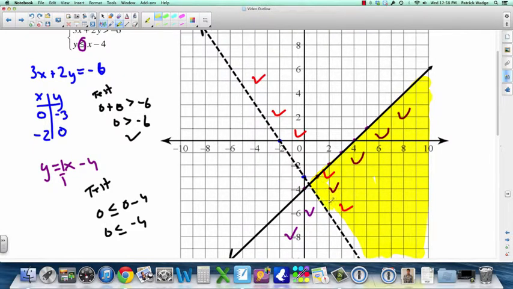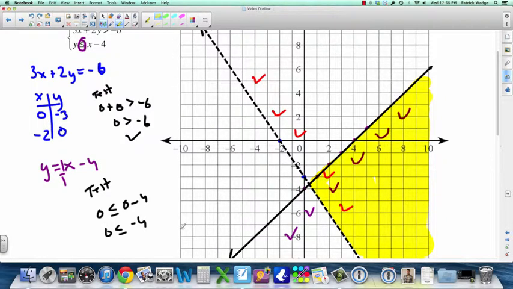I don't know about doing these check marks. I don't really know why I did that. But you have to figure out what's the section that has double shading, kind of. This section up here, the V up here, only would satisfy the first inequality. The one down here would satisfy the second inequality. The yellow one satisfies both inequalities, which is what we're interested in.